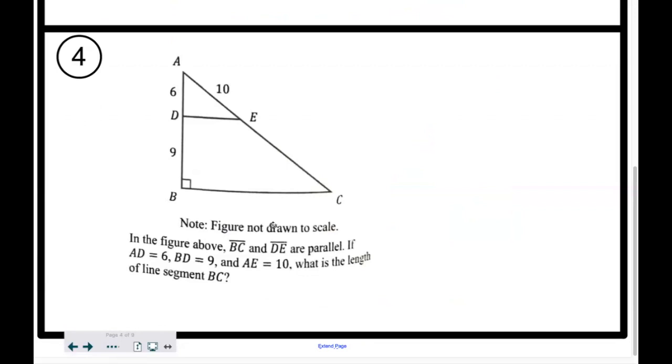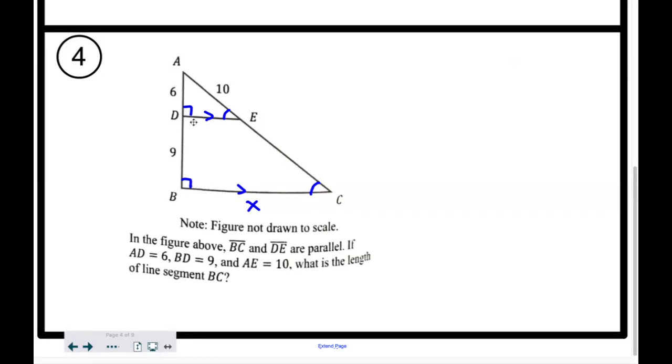BC and DE are parallel. AD is 6. What is the length of BC? So we're going to call BC x. There's a couple things here. Since these are parallel, if this is a right angle, then this is a right angle. They are called corresponding angles. They also share this angle, and this angle here has to be congruent to this angle because they're also corresponding. And once you have two angles that are the same, you have what are called similar triangles. So these triangles are going to be in proportion with each other.